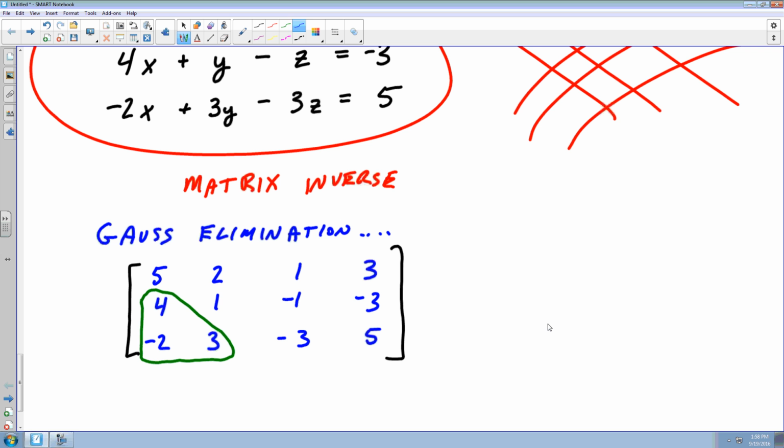Because the first thing I want you to identify is the main diagonal, which is right here. That's what we call the main diagonal. It always starts from the upper left-hand corner and just works down, as shown. Anything below the main diagonal is called the lower triangular matrix. Lower triangular.